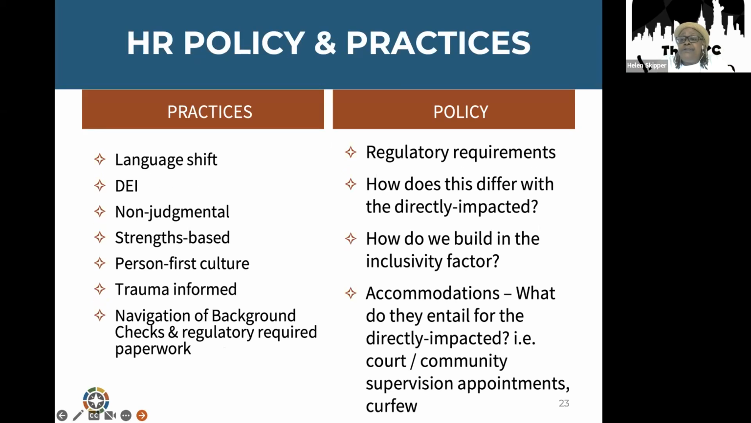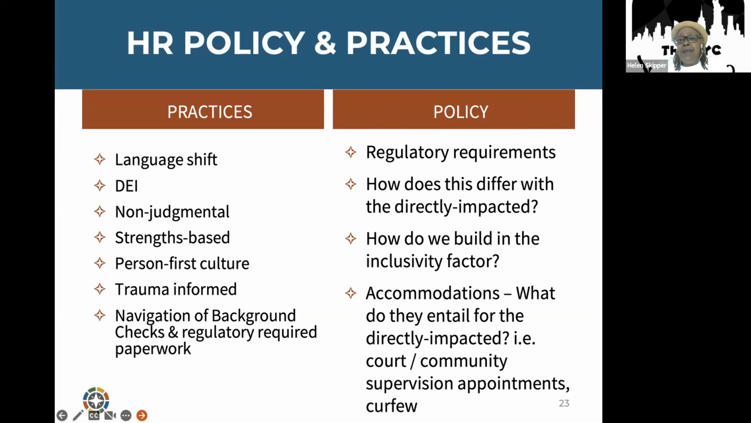HR policy and practices. We definitely have to take a deep dive at that. And some of these things kind of overlap. So we talked about language shift in the organizational policy slide. We definitely should look at language shift in HR policies and practices. We should be looking at regulatory requirements and looking at the changes that we will have to incorporate into our practices, depending on what they are. And there will more than likely be some regulatory requirements.